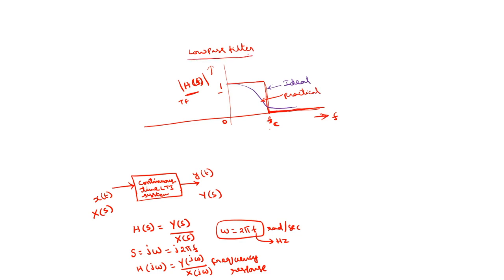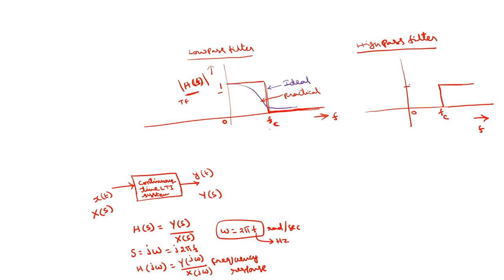And the second type of filter is called high pass filter. As the name implies, it passes the high frequencies and rejects the low frequencies. The ideal and practical response of this high pass filter is like this. It rejects the frequencies from 0 to fc, and from fc to infinity it passes with unity gain. This is the ideal response, and if you want the practical response, it will be something like this. This is the practical response.